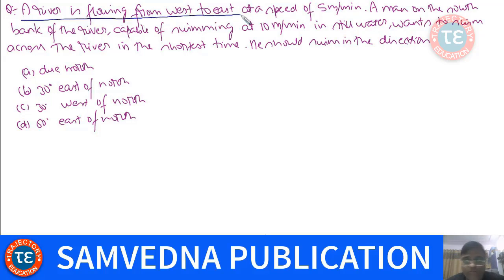Now let's look at this question. A river is flowing from west to east. Suppose you have a river. Suppose this is the river.